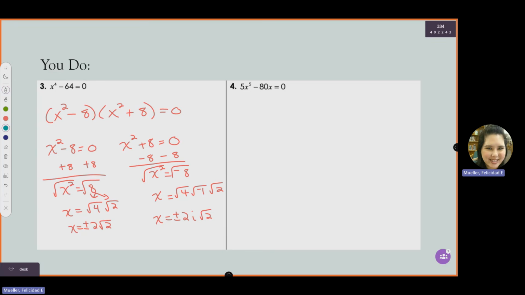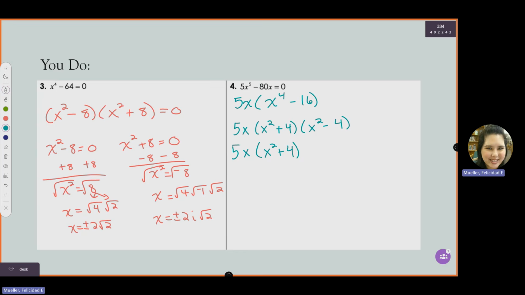For number 4, it's already set up. It looks like something we did in our previous notes, but we're going to do it again anyway. We're going to factor out 5x for the GCF, and we're left with x to the 4th minus 16. So I'm going to break this into my difference of squares, which would be x squared plus 4 and x squared minus 4. And I'm actually not done.